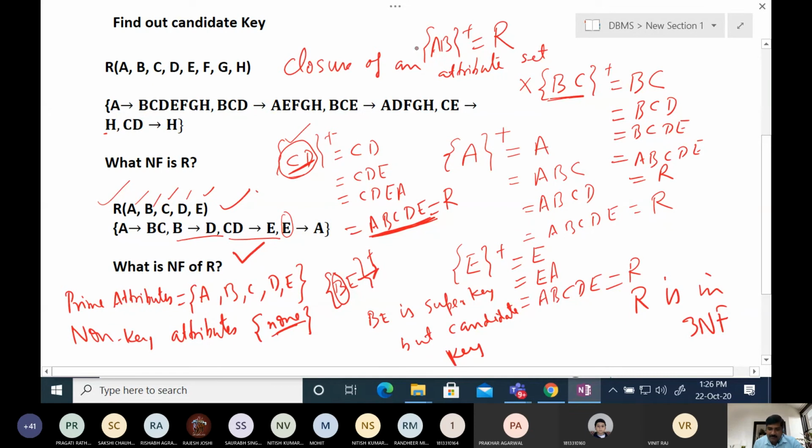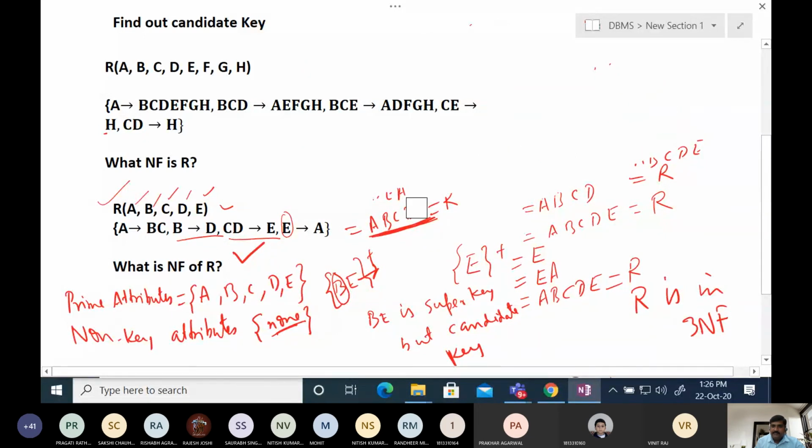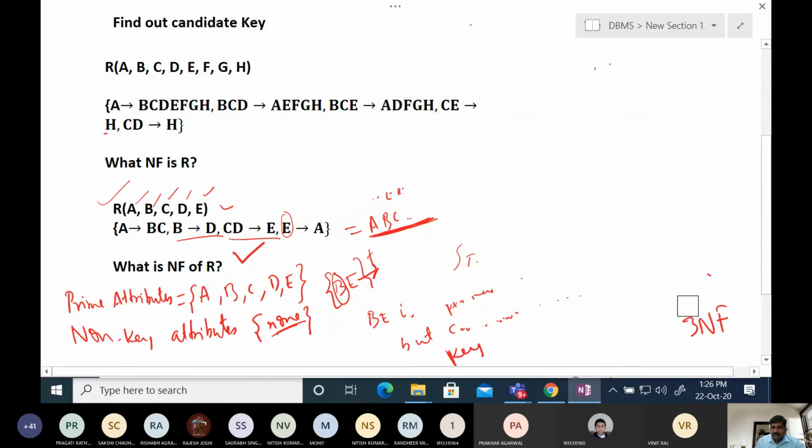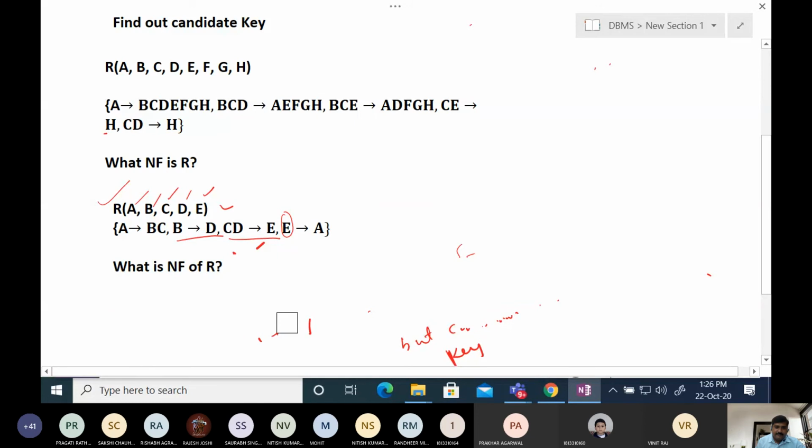Very important algorithm, closure of an attribute set. Now if you have any doubt related to this topic, then you may ask the question. Hello. In the next lecture, I will tell about Armstrong's axioms or inference rules. Do you have any doubt? Then you can ask the question.